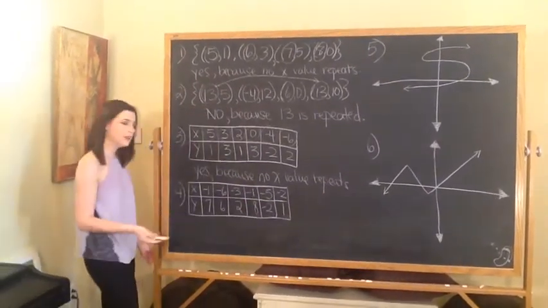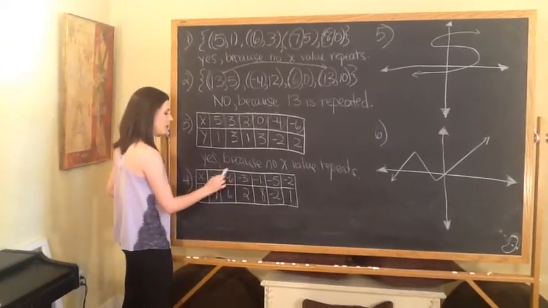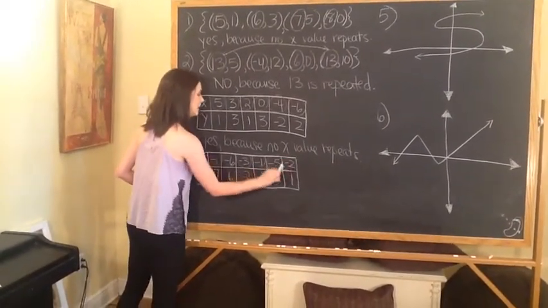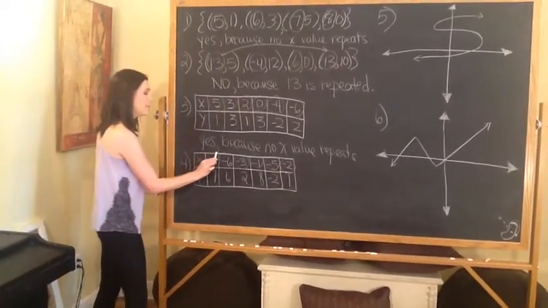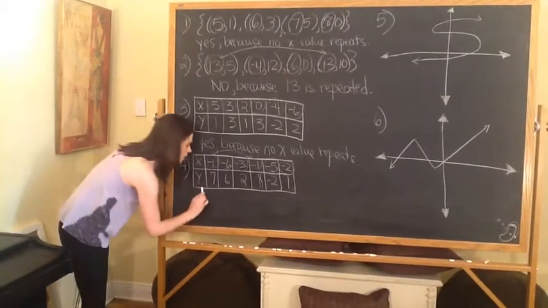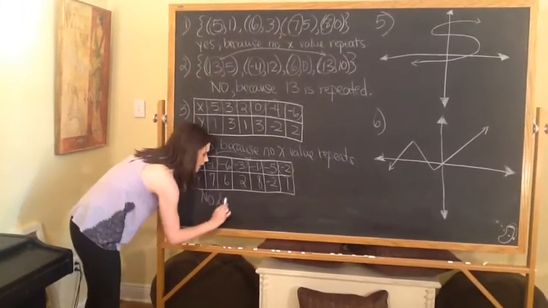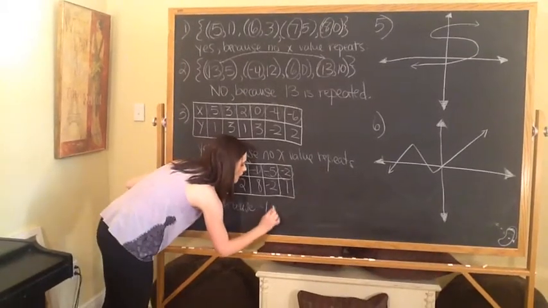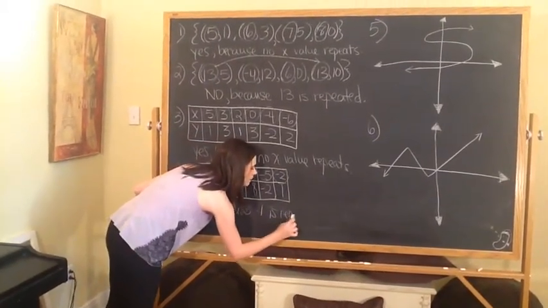Okay, now let's go ahead and look at this example. We have -1, -6, -3, -1, -5, -2. So I heard when I was reading them to myself that the -1 is repeating. So I'm going to say no, this is not a function, because -1 is repeated.